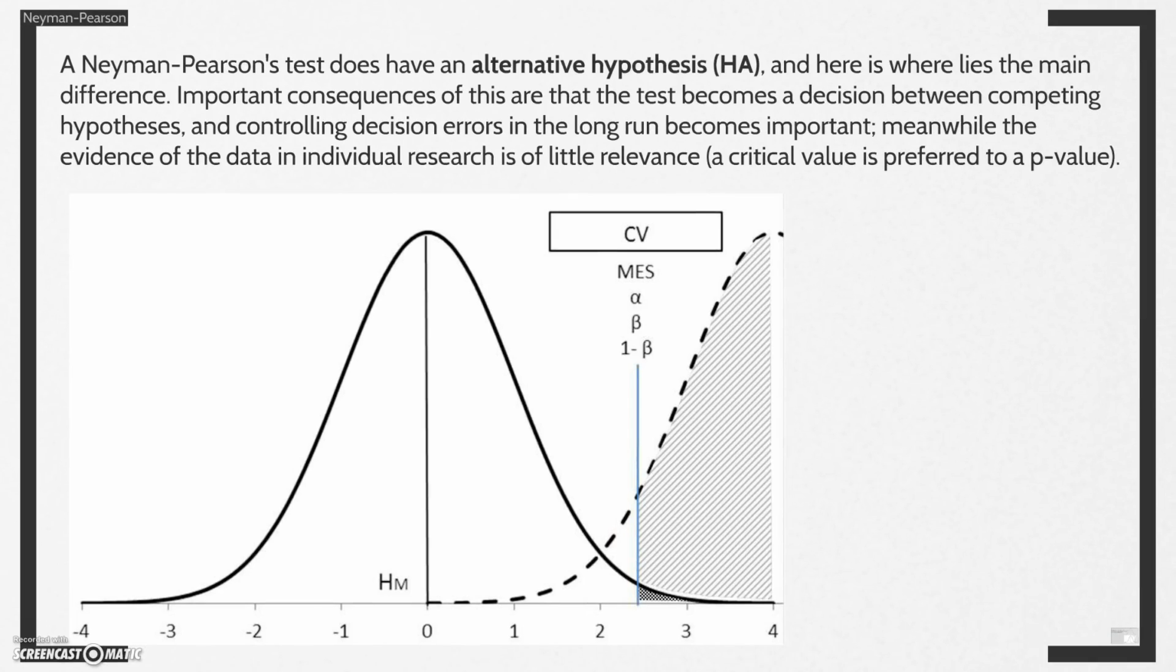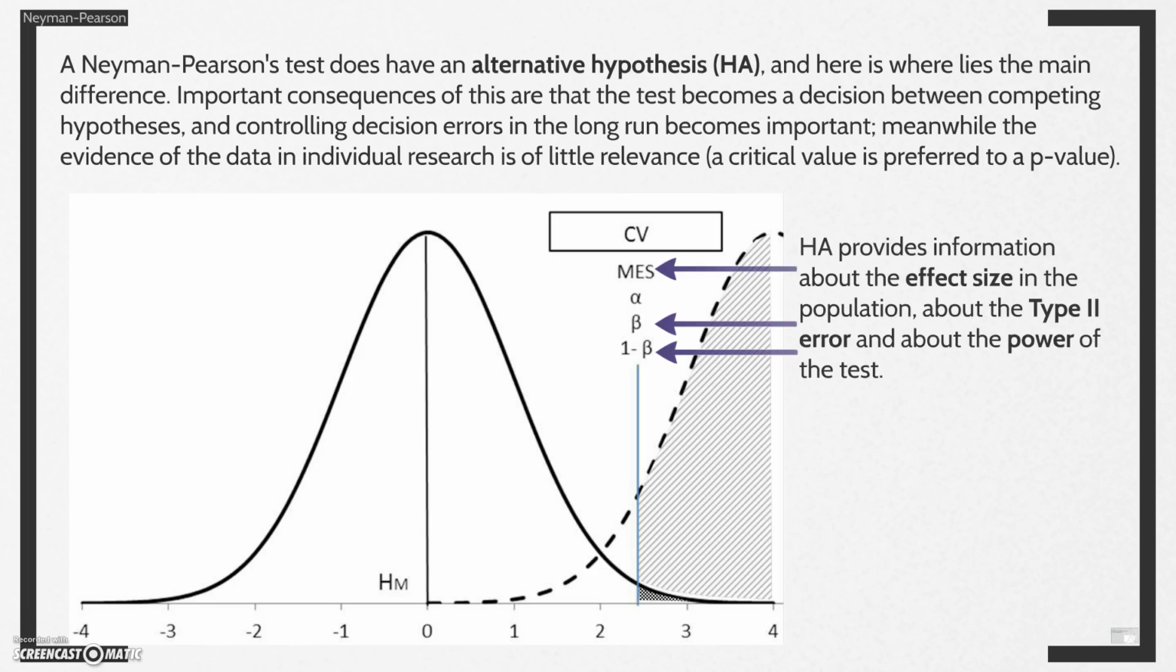A Neyman-Pearson test does have an alternative hypothesis, and here is where lies the main difference. Important consequences of this are that the test becomes a decision between competing hypotheses, and controlling decision errors in the long run becomes important. Meanwhile, the evidence of the data in the individual research is of little relevance, and for example a critical value is preferred to a p-value.